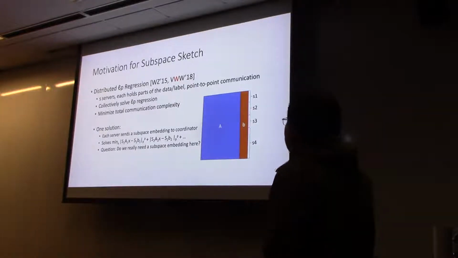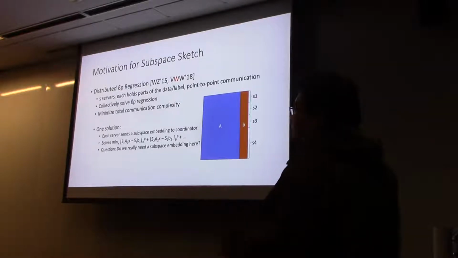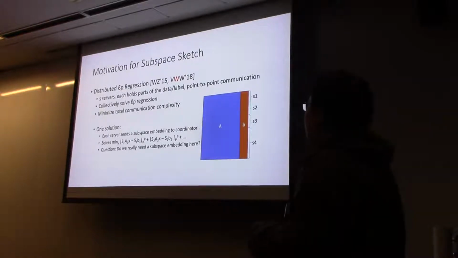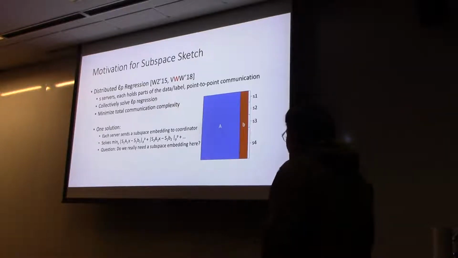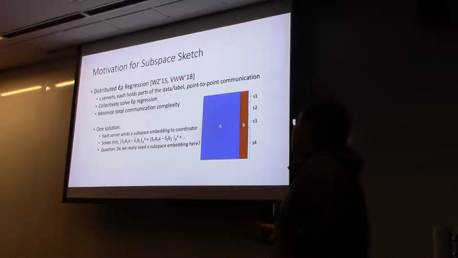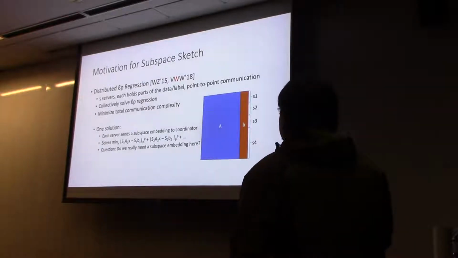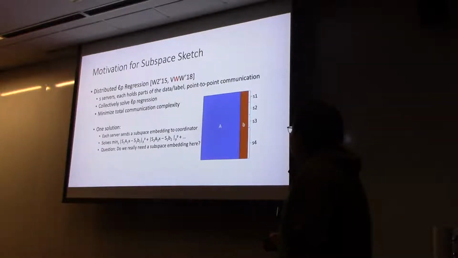And suppose that these data are split among all the servers. You can see that here, the first server S1 holds part of the rows. The second server holds another portion of the rows. And these servers can have point-to-point communication. They can send a message to each other. And we want to collectively solve this large LP regression problem, and want to minimize the total communication complexity, meaning the total length of the messages sent by these servers.